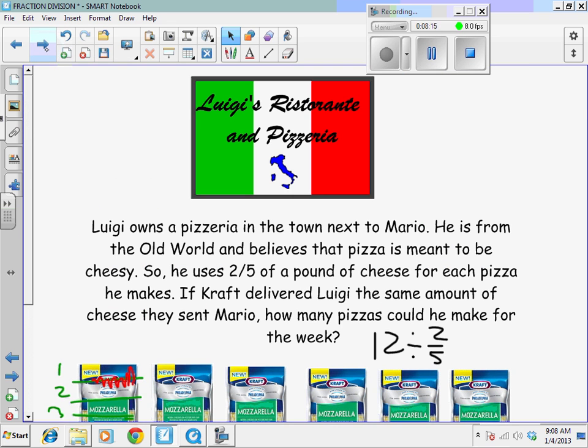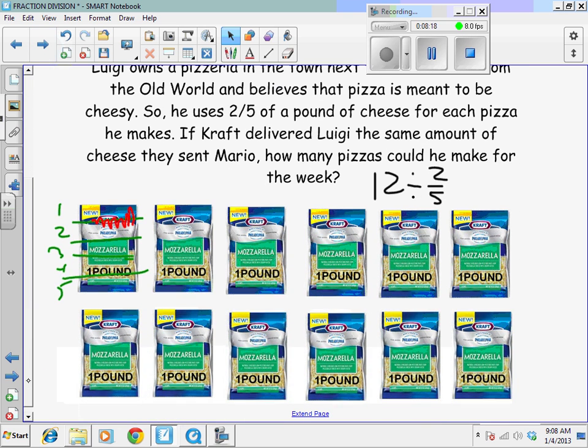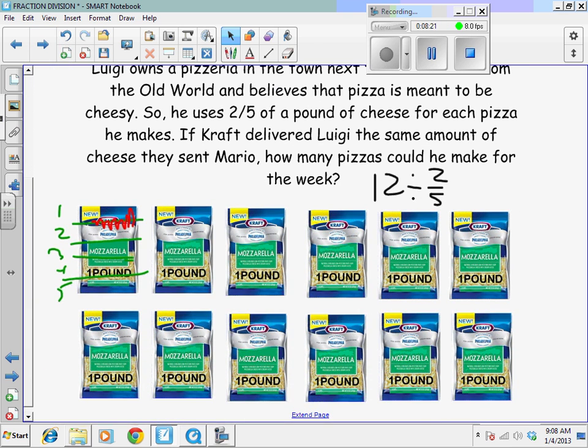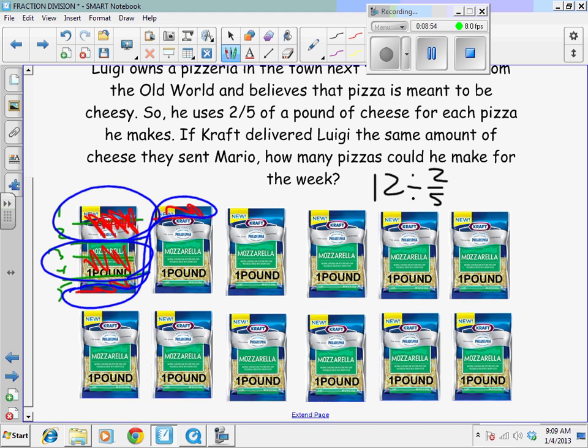Now let's go back to Luigi's place over here. Now let's look at this graphically for a minute. Okay? We have this is 2/5, right? And then this is 2/5, and then this is 2/5, right? And so on. So if I looked at that, and I have 2/5 of a pound of cheese, okay? So this is 1 pizza here. Let's do it this way. It's probably easier to see if I do it like this. That's 1 pizza. That's 2 pizzas. And that's 3 pizzas, right?